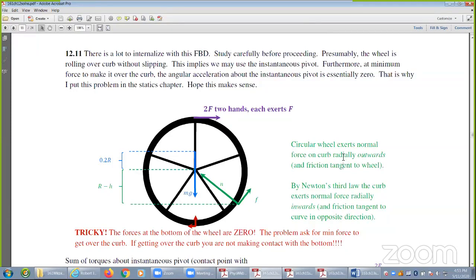So make sure you're okay with this statement or these green statements. Okay, so take a second to read those. And I'll get this off of here so it's easier to read. Circular object, normal force radially outwards. By Newton's third law, normal force radially inwards from the curb. And there's some friction.